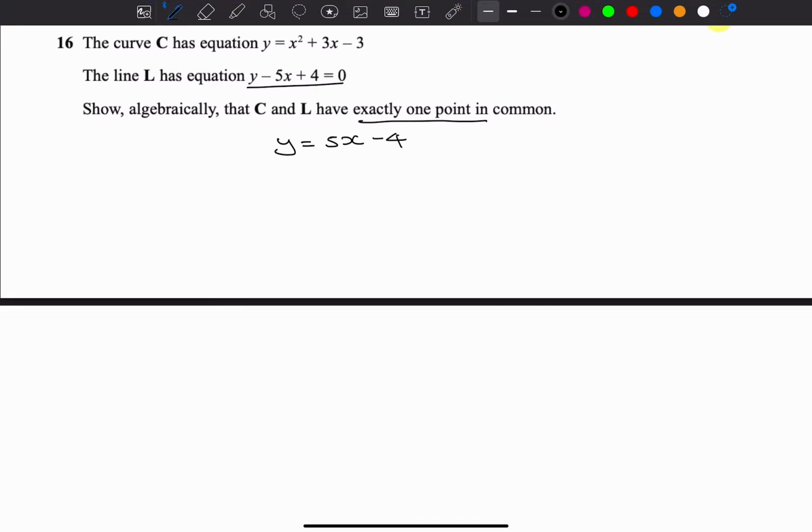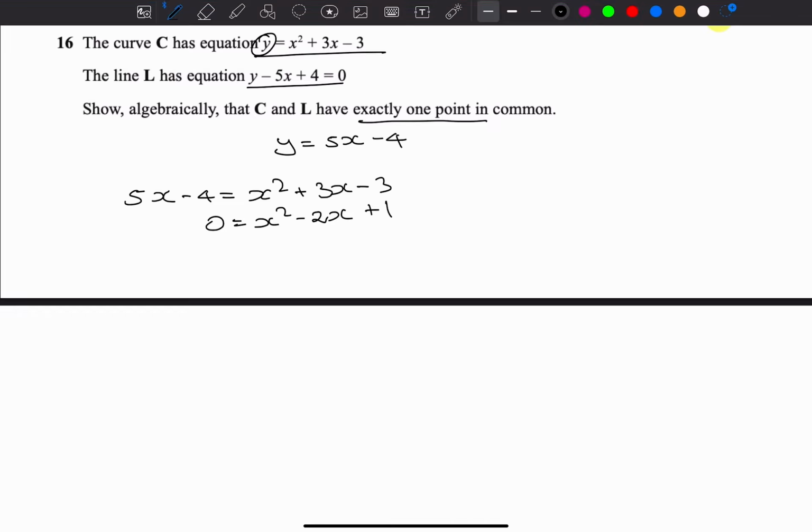Now you resubstitute it. Instead of y on that one, you write 5x minus 4 equals x squared plus 3x minus 3. Instead of this y, you put the other one. 0 equals x squared, 3x minus 5x is minus 2x, minus 3 add 4 which will give you plus 1.